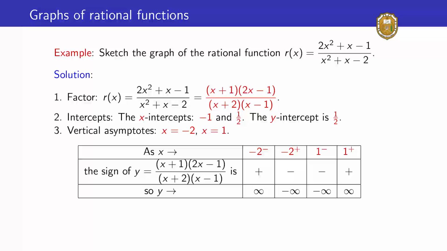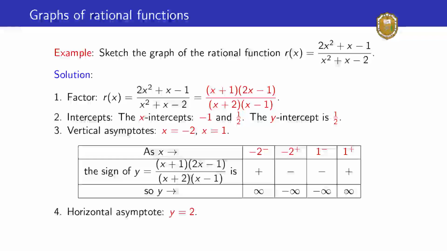How do you do that? You pick a test point to the right of −2 and see whether, using that test point, the sign of y is plus or minus. Similarly, as x goes to 1 from the left, the sign of y is minus, and therefore y goes to minus infinity, and as x goes to 1 from the right, the sign of y is plus, and so y goes to plus infinity.